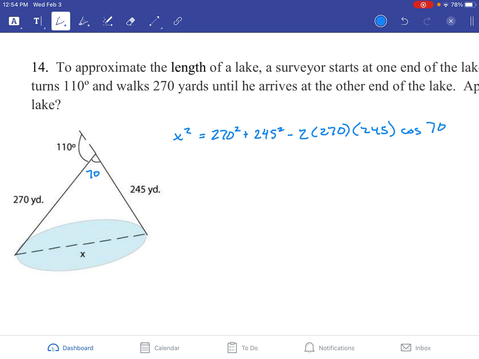So we can put that all in the calculator at once. We have 270 squared plus 245 squared minus 2 times 270 times 245 times the cosine of 70. That equals, I'm going to take the square root of that answer, and x is going to equal 296.1.